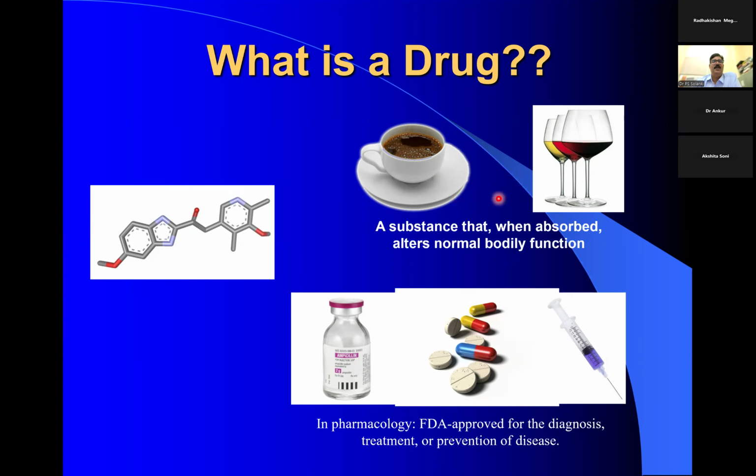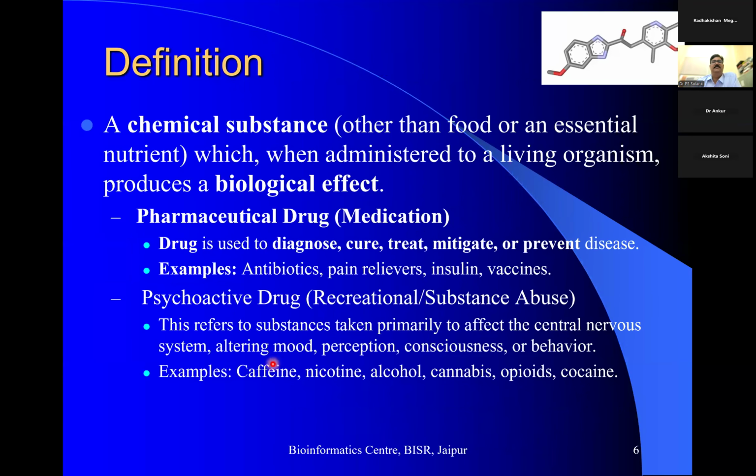So pharmacokinetics and pharmacodynamics. Pharmacodynamics is basically the effect of the drug on our body, how our body responds and creates a response to the drug. So we can define a drug as a chemical substance other than food or essential nutrients, which when administered to a living organism produces a biological effect.